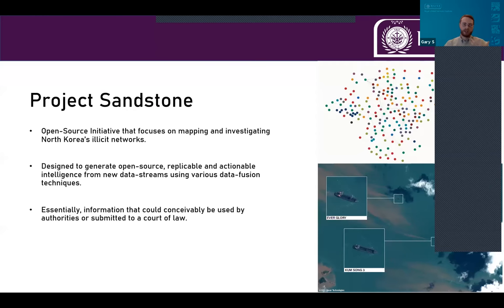Our main objective is to generate open source data on illicit sanctions evasion activity, information that can be submitted to a court of law, and also to build a capability for open source data streams that can be used in a variety of different scenarios. So, you know, we're looking specifically at North Korean sanctions busting activity, but that can also work on other things, say illicit wildlife trafficking, for example.